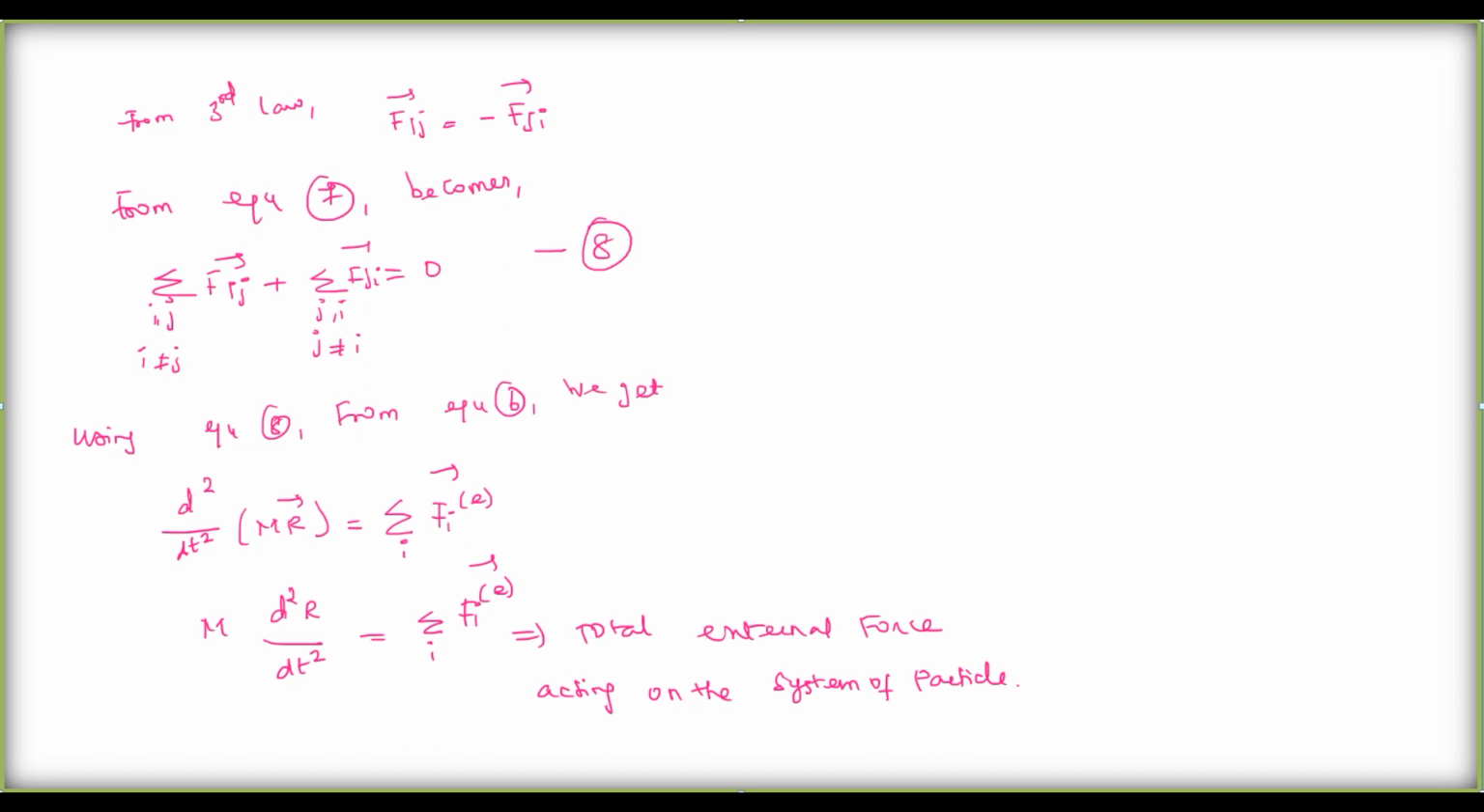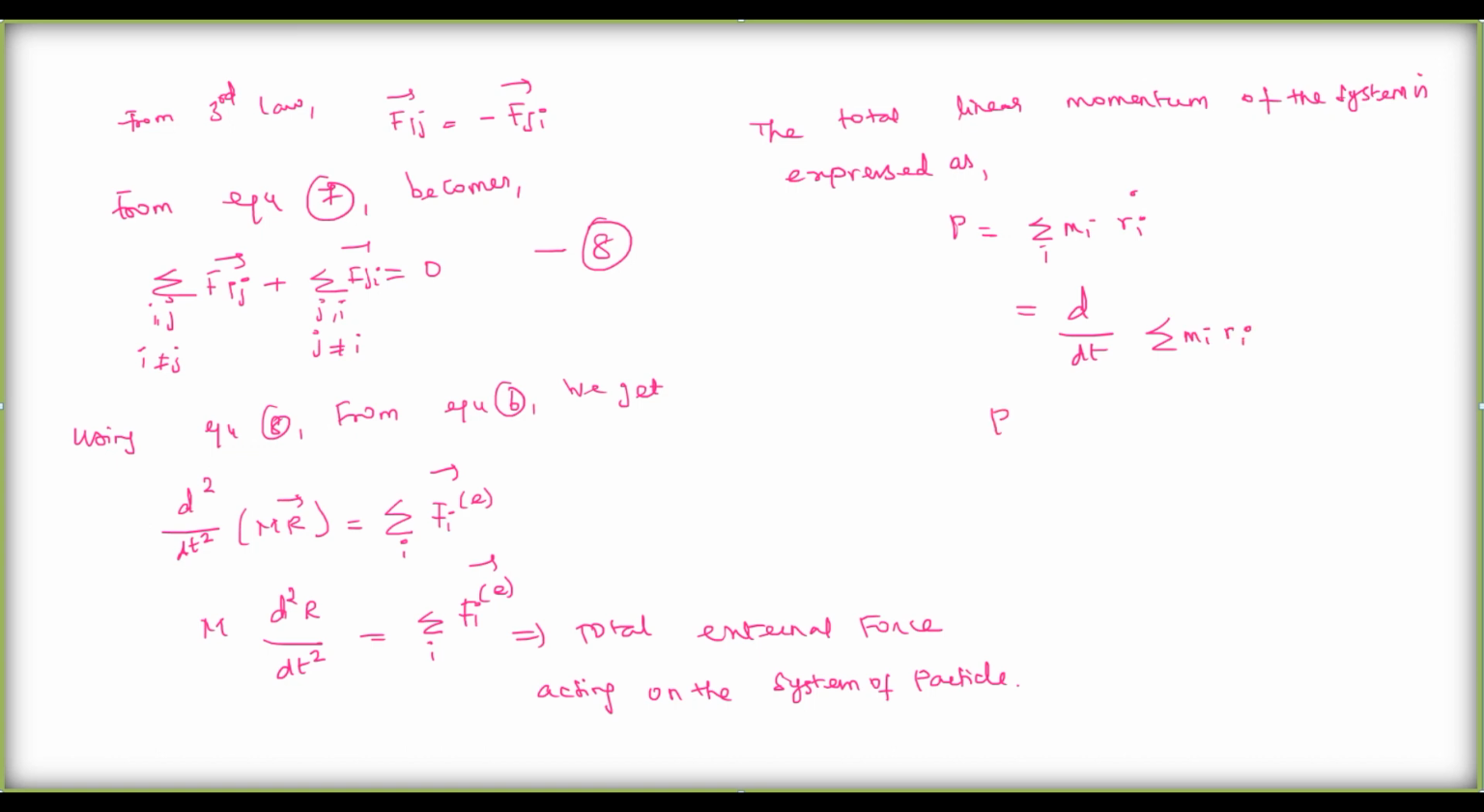After that, we have to find the total linear momentum. The total linear momentum of the system is expressed as P is equal to summation mi ri dot. It can be written as d by dt of summation mi ri. From the previous equation, we get P is equal to m r dot. This is equation number 9.